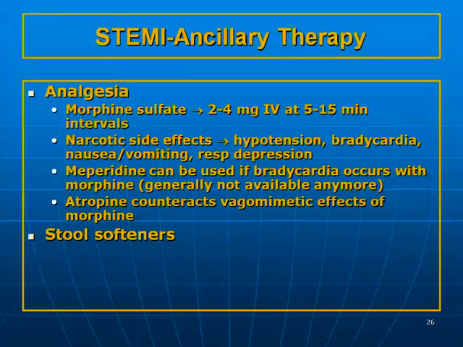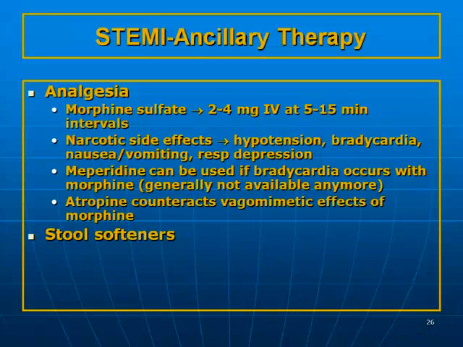This is slide 26, and obviously analgesia. Morphine is the drug of choice if patients continue to have chest pain despite getting heparin, despite getting beta blocker. And so, morphine is the drug of choice. Meperidine is no longer available at most institutions. But be aware that morphine can cause some bradycardia. It may cause some slight hypotension. It can cause respiratory depression. It can also increase nausea and vomiting.